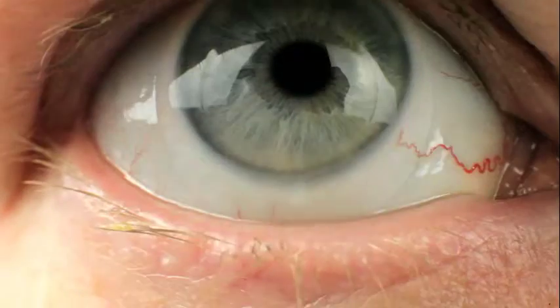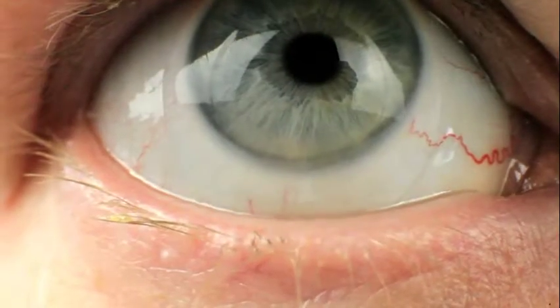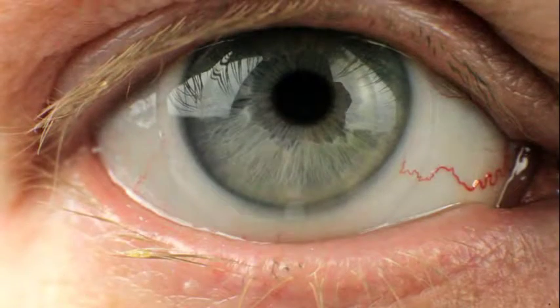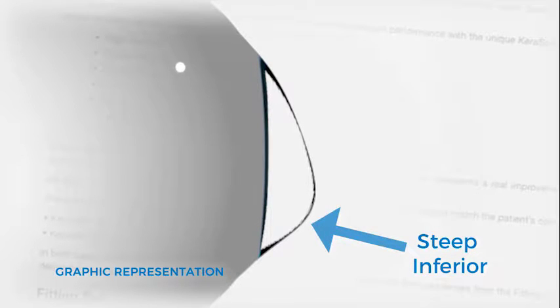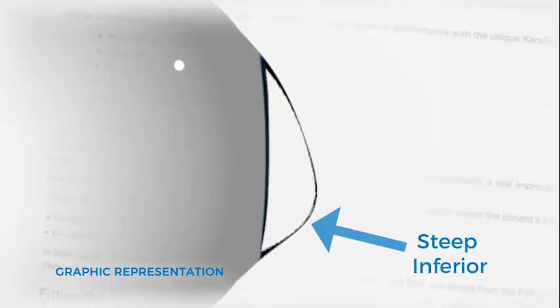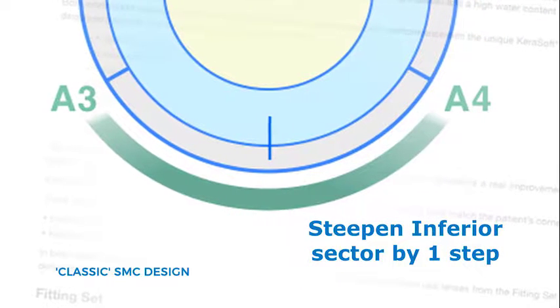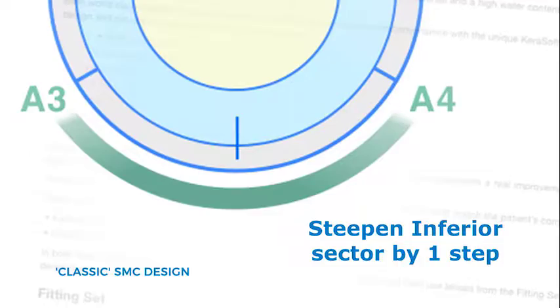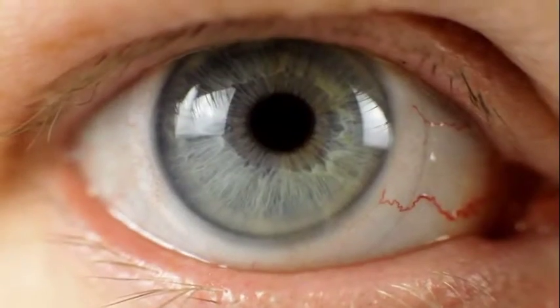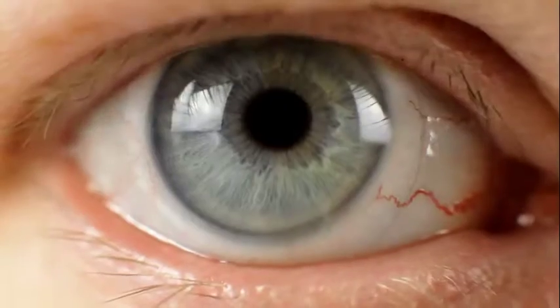If a lens rides low or drops significantly on upward gaze, regardless of the standard periphery lens used, this may indicate that the inferior cornea is steep and is not providing enough support for the lens in this area, in which case, steepen the inferior sector by 1 step to centre the lens using the classic SMC design. Even this small change can significantly affect the fit.